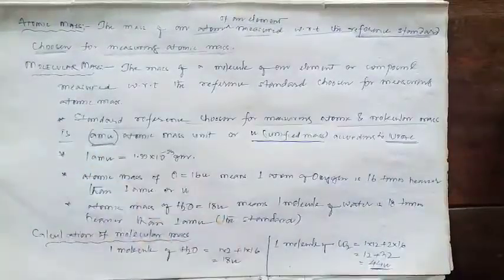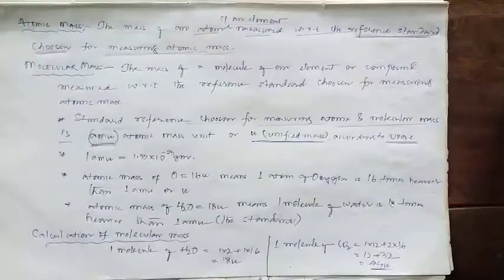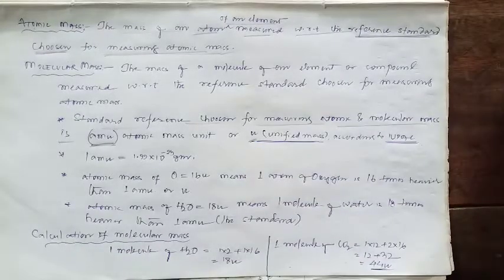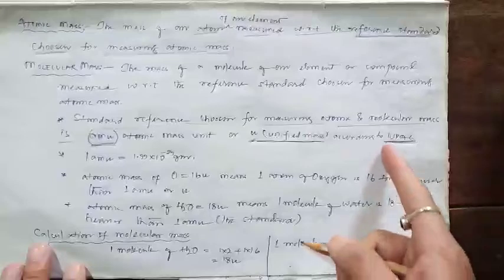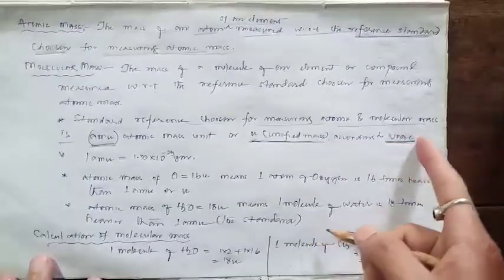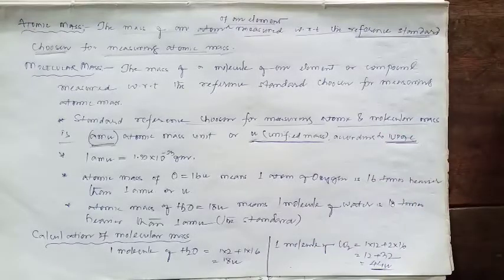It's an acronym of atomic mass unit. Atomic mass unit, in short, is known as AMU, or small u, that's a unified mass, according to IUPAC, International Union of Pure and Applied Chemistry. That's an organization that decides all these units. So this AMU has been given a small name, unified mass, that's a u.